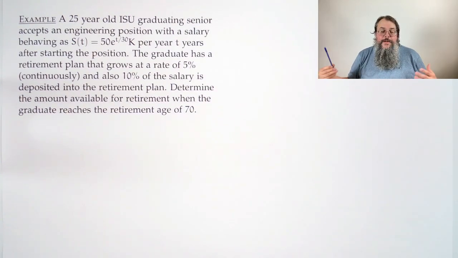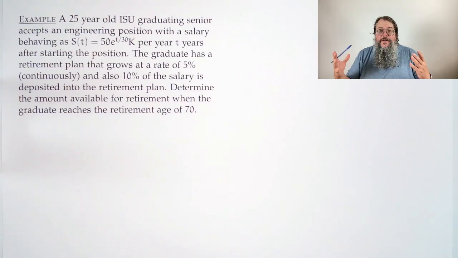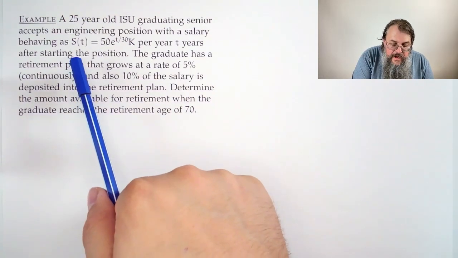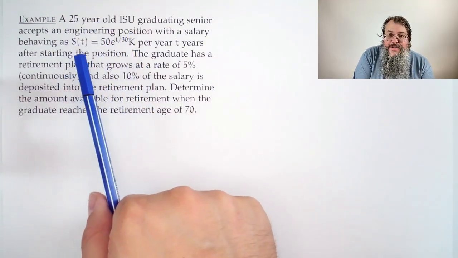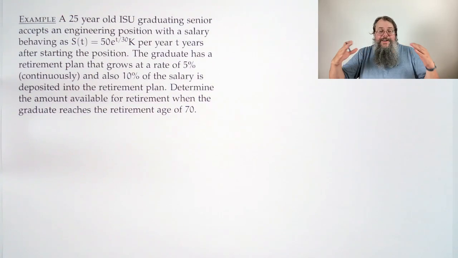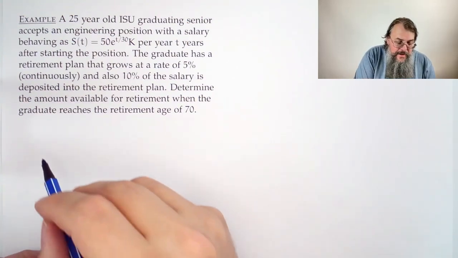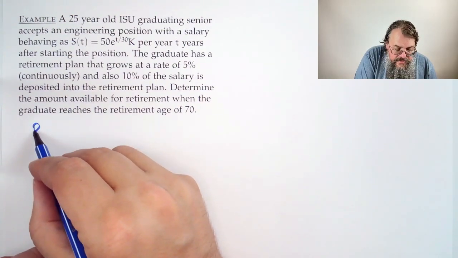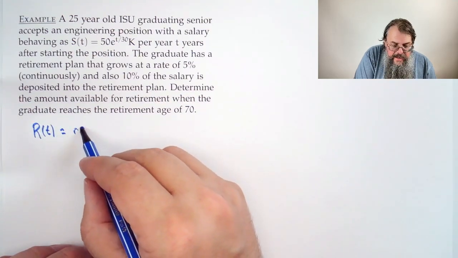Well, we can model everything by a differential equation. So what do we have? We need to think about what's behaving. So we have our salary is S of t. Now, this is not the part that's going to have a differential equation. We already know how our salary is behaving. It's our retirement that we're asking about. Our retirement is changing. So let's talk about R of t. This is the retirement account at t years.